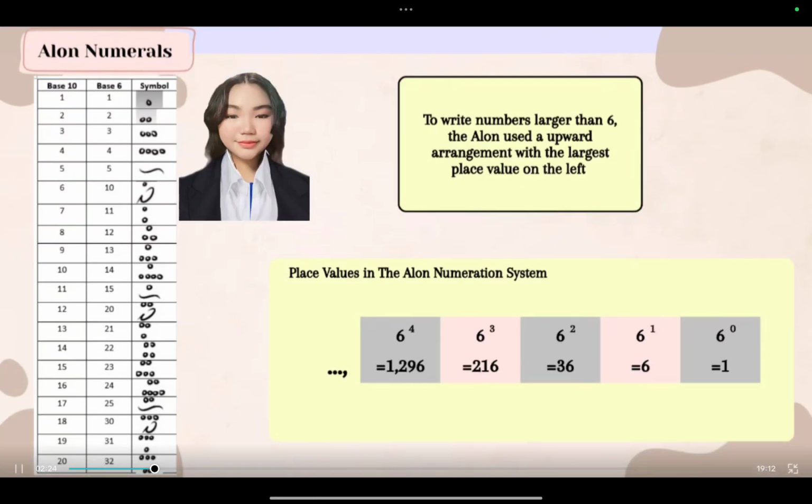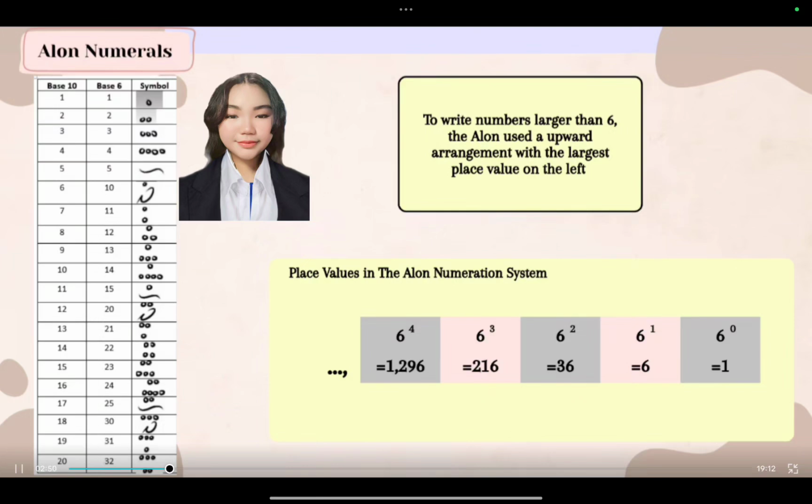Here, on the left side, we can see a conversion chart that shows how numbers look in 3 different forms. The first column shows the base 10 numbers, which is our usual counting system. The second column shows the same numbers in base 6, since the Alon numeration system is based on base 6. The third column shows the Alon symbols that we designed, inspired by Baybayin and local cultural elements.